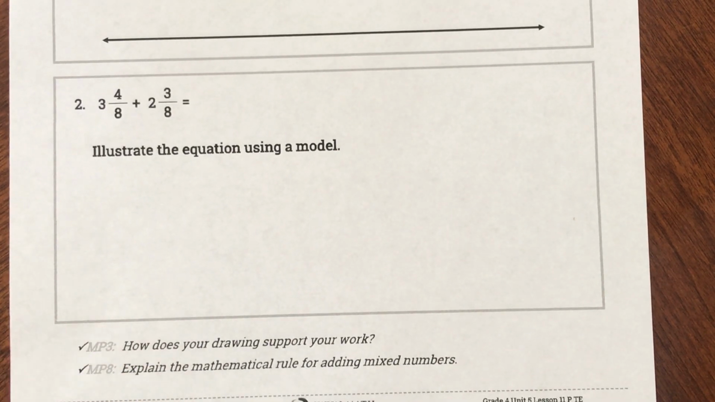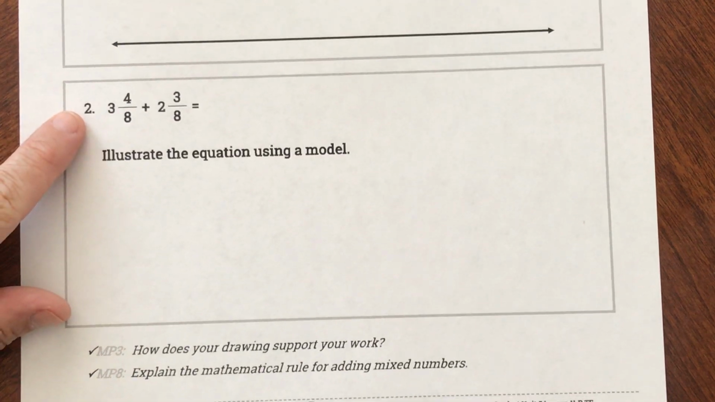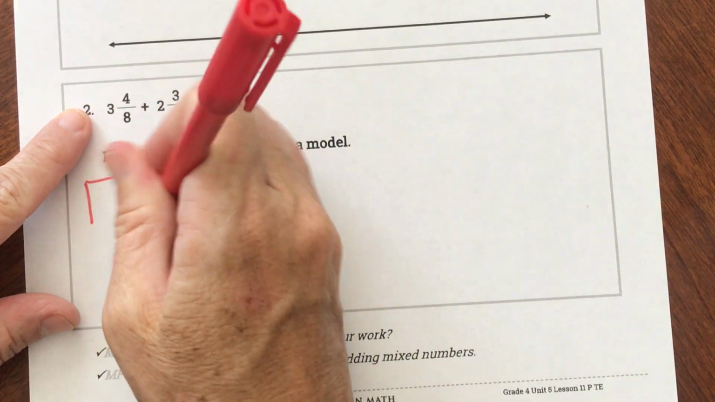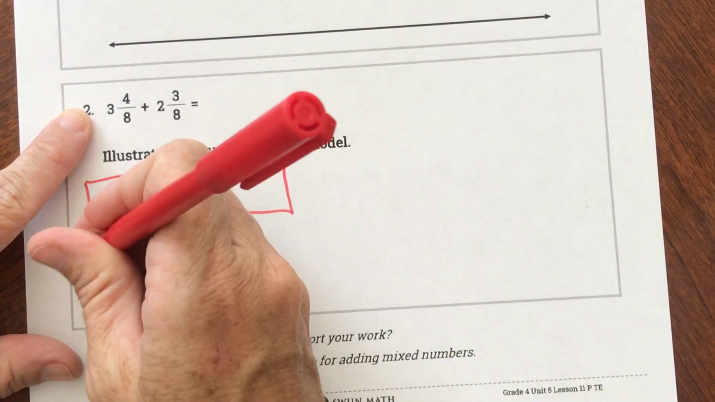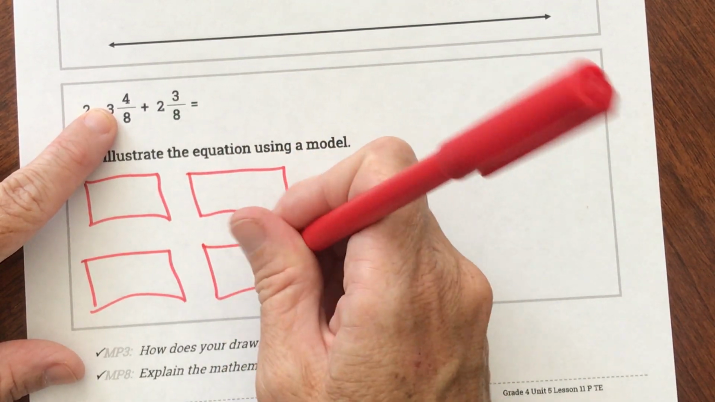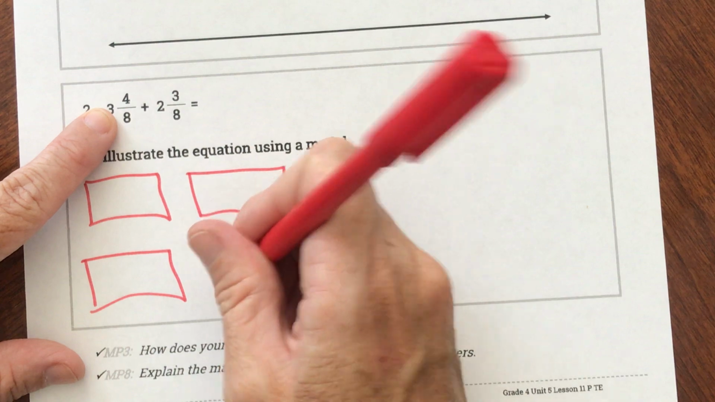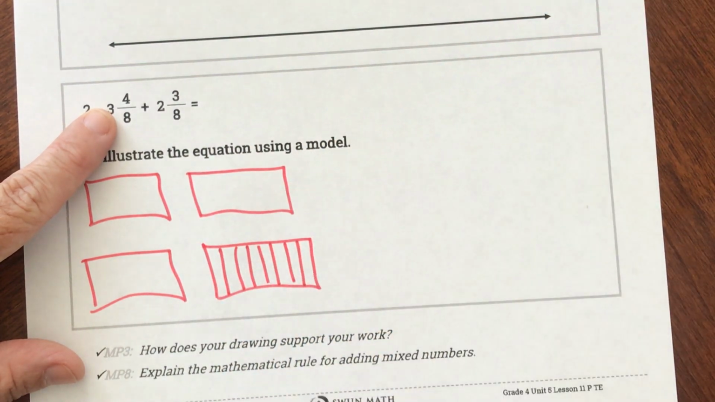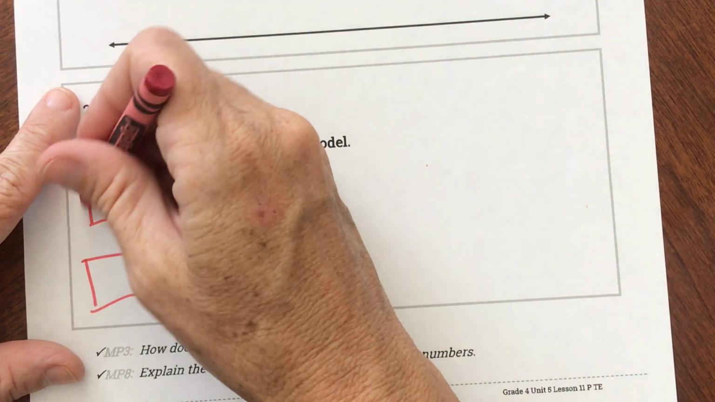Okay, let's try watching another one. This one actually wants me to use the model. Okay, so what do I have first? I have 3 wholes, 1, 2, 3 wholes, and then I have 4/8, which means I have to divide or partition this one into eighths. Okay, so I have 3 wholes.